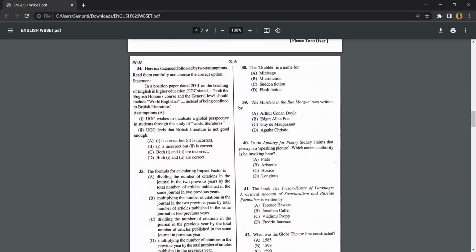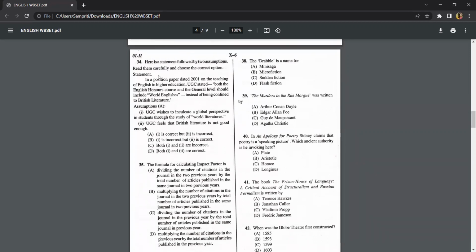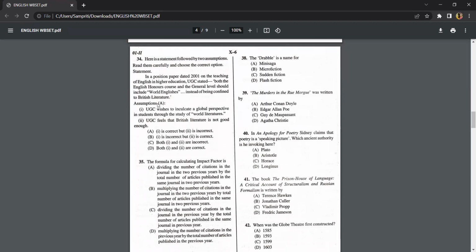34, statement. In a position paper dated 2001 on the teaching of English in higher education, UGC stated both the English honors course and the general level should include world Englishes instead of being confined to British literature.